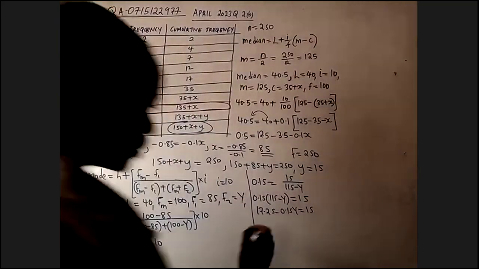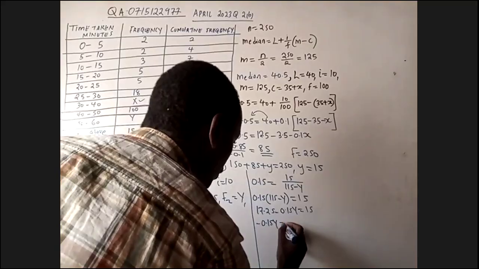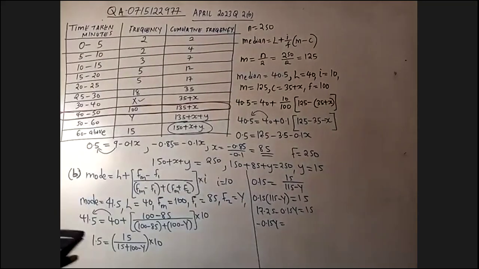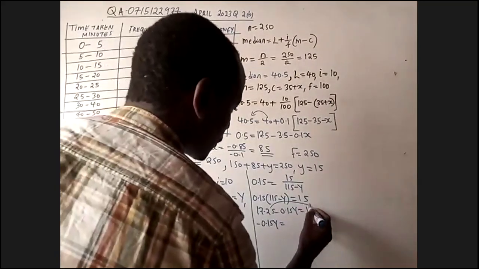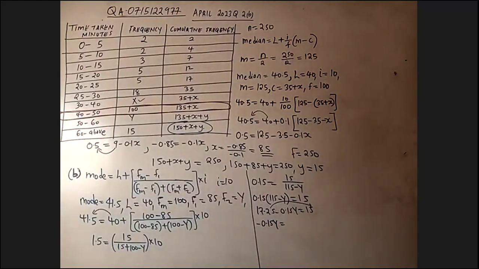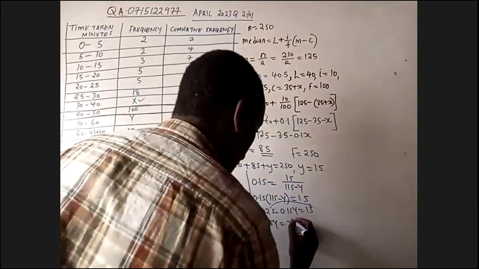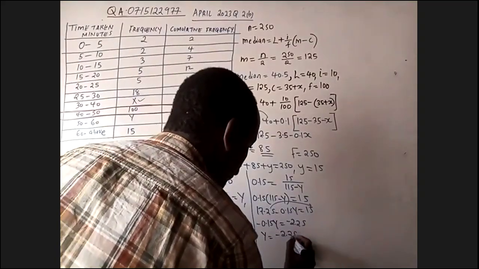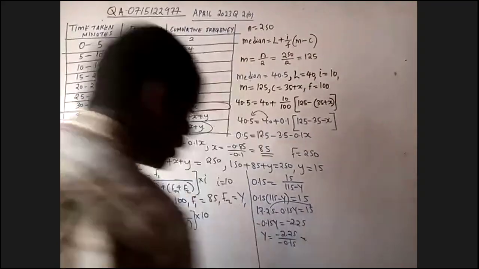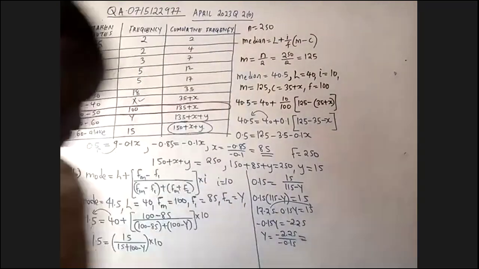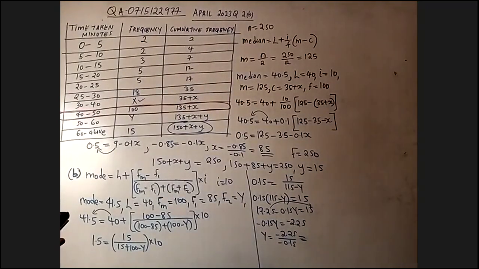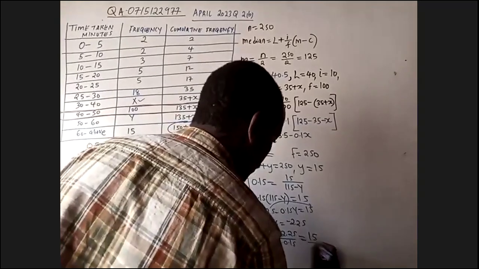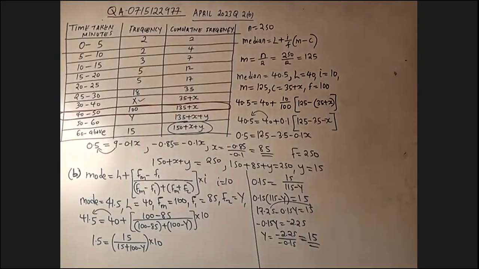So minus 0.15y is equal to 15 minus 17.25, which is minus 2.25. Find the value of y: minus 2.25 divided by minus 0.15. I hope the answer is 15. So 2.25 divided by 0.15. Are you getting 15? Yes.